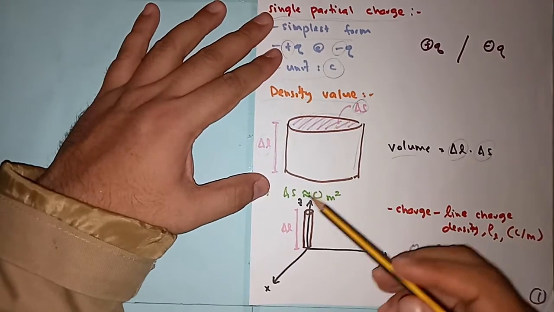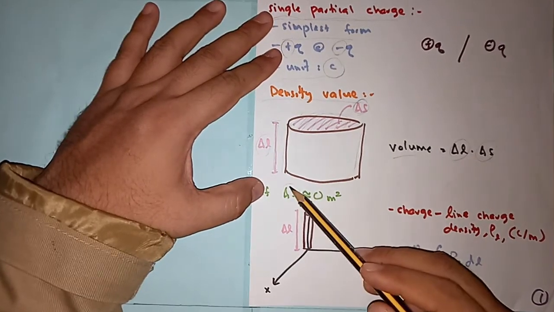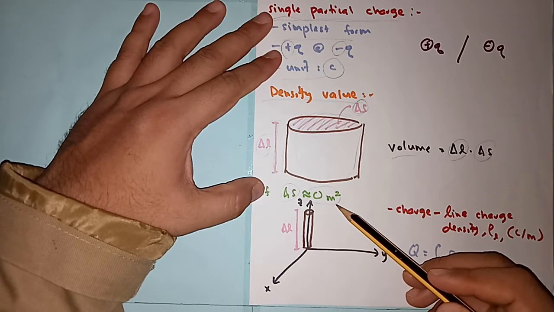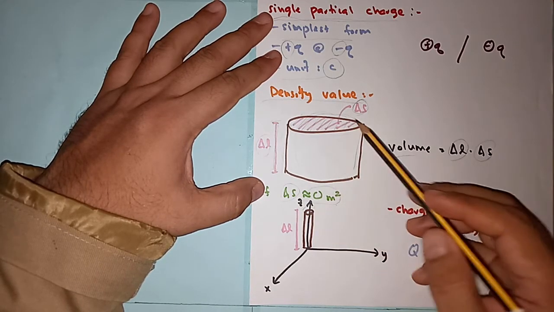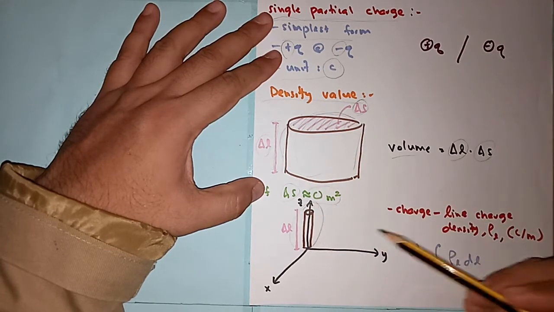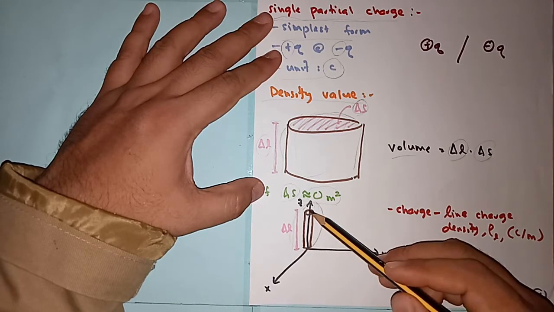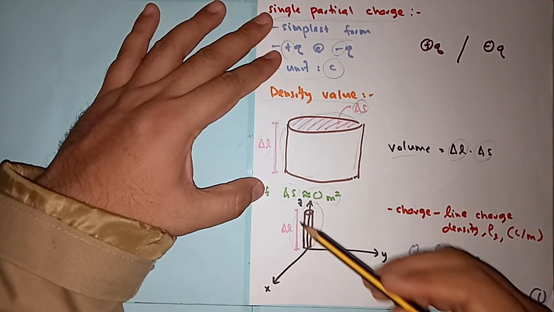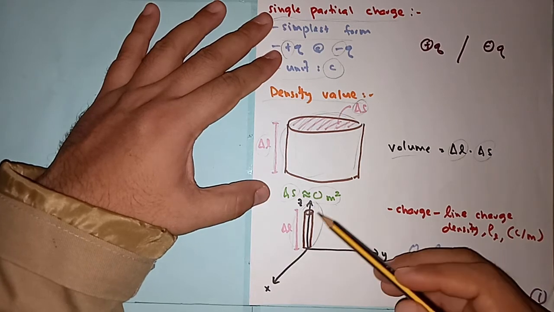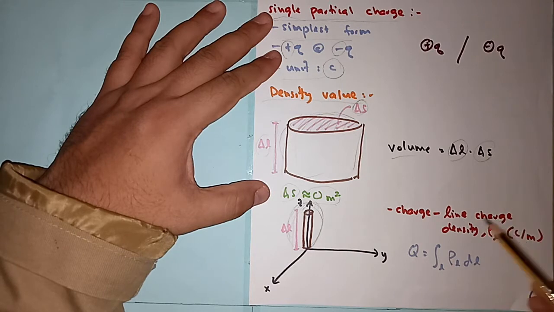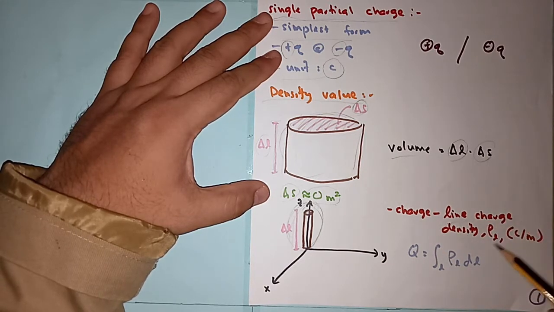First, let's consider the case where delta S, or the surface, is near to 0 meter squared. In this case, the shape of this cylinder becomes this shape, where our length is more significant than the surface on this side. In this particular case, the charge will be represented by its line charge density, which we call rho L, and the unit of it is coulomb per meter.